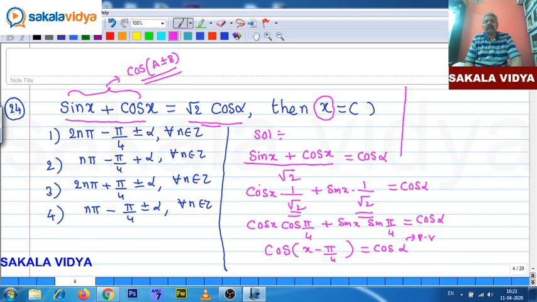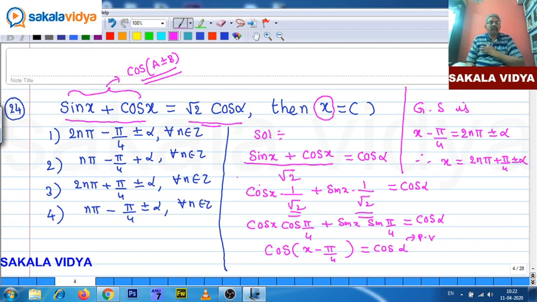Now let us write a general solution. GS is x minus pi by 4 is equal to, since it is a cos, we need to write 2n pi plus or minus alpha. Here alpha is the principal value. Take minus pi by 4 that side. Therefore, x is equal to 2n pi plus pi by 4 plus or minus alpha. So which is the right option we have? Yes, third option is the right one.